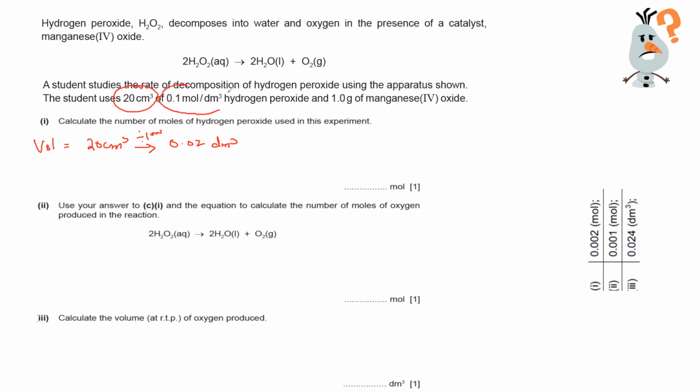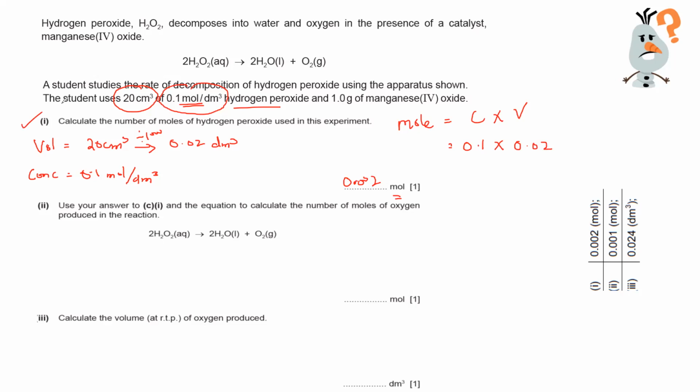And 0.1 mole per dm cube is the concentration. Mole per dm cube is a unit for concentration. So we have the volume and we have the concentration. We need the moles. So how to get the moles? The formula is moles equal concentration multiplied by volume. So the concentration in the question is 0.1 and the volume of hydrogen peroxide is 0.02. When you multiply these two numbers, 0.002 will be the answer. That was the first part.